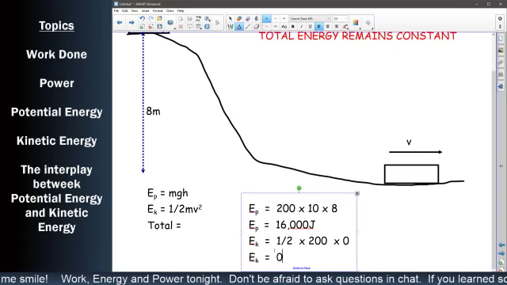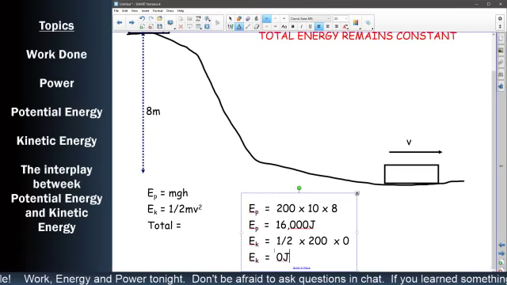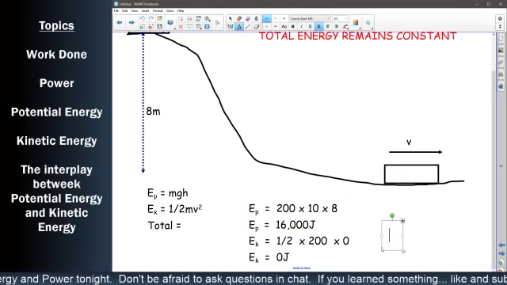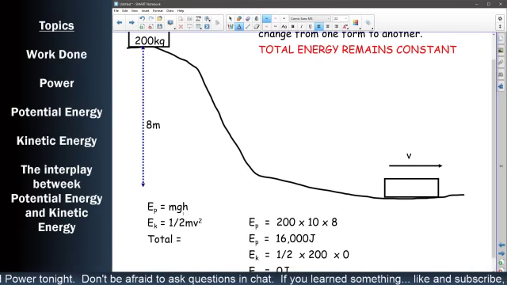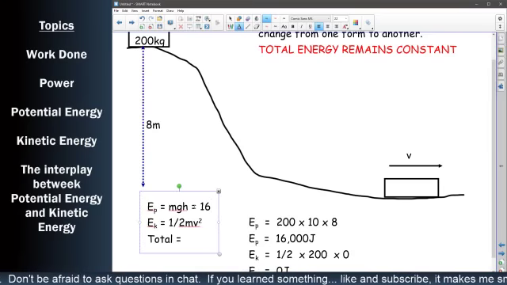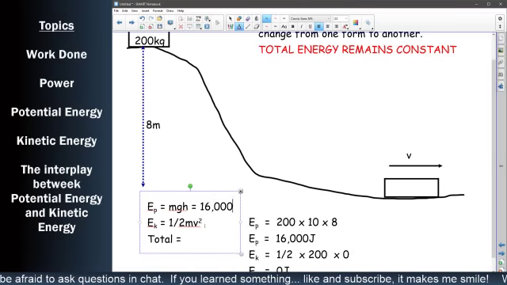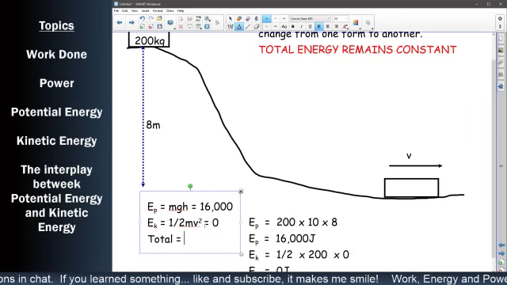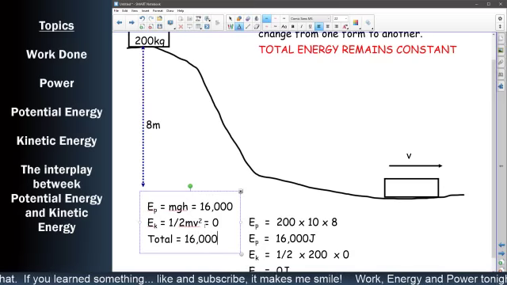We could have said that just because it's not moving, but it's always useful to show that by maths because you should be in the good habit of doing both of these steps. Alright, so what does that mean? It means up at the top we have EP equals mgh equals 16,000, that EK is equal to 0, and therefore the total is equal to 16,000 joules.